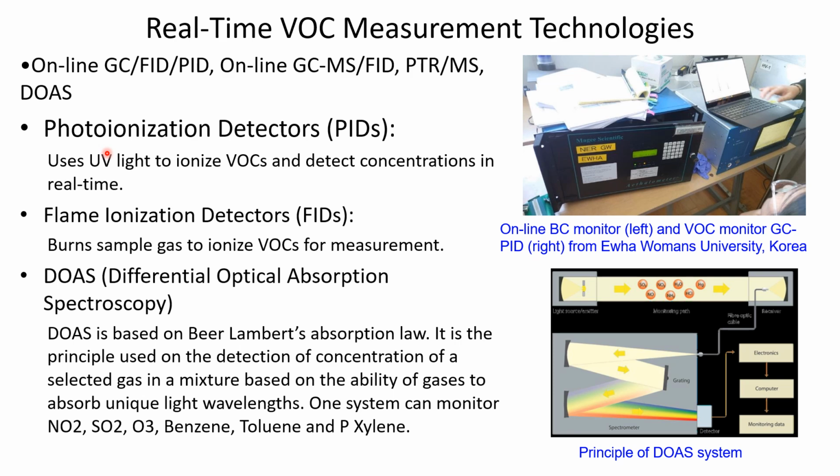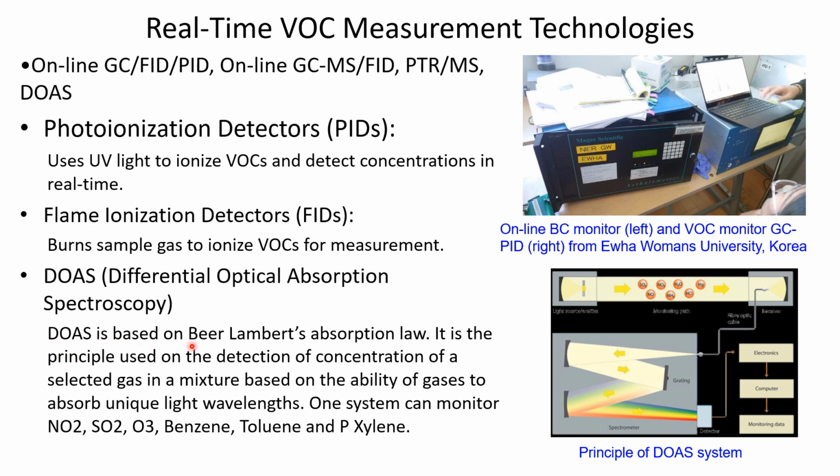And so the PID detector uses UV light to ionize VOC and detect concentration in real time. And FID burns the sample to ionize VOC for measurement. And also the DOAS. DOAS is used in some countries to measure some gas phase species and can also measure the VOC at the same time.